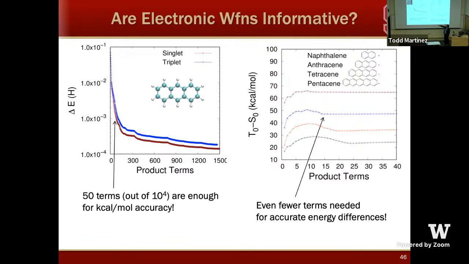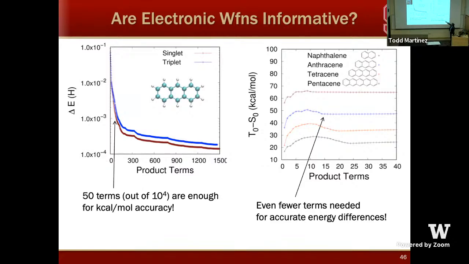And what you see here is the error listed in Hartree. So chemical accuracy would be right around here at 10 to the minus 3. With 50 terms, you have basically kcal per mole accuracy. Out of how many? Out of 10 to the 4. So out of 10,000 terms, you only need 50. Right? You need almost nothing.